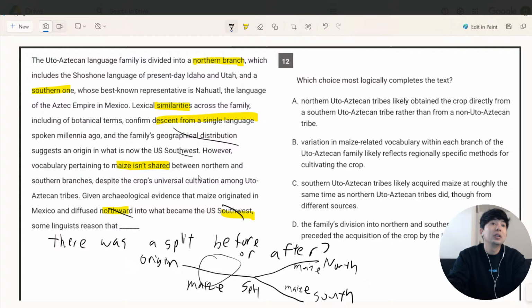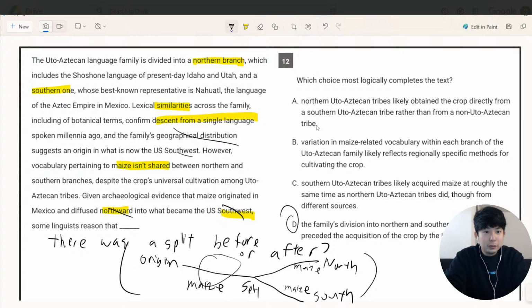And this has happened with not just linguistics. Guys, remember this type of structure for evolution questions as well, because they've asked questions like, this animal had this trait, but this animal didn't have the trait, which suggests that they split up before the trait emerged. It's the same content as here. Okay. So the answer here is going to be D.